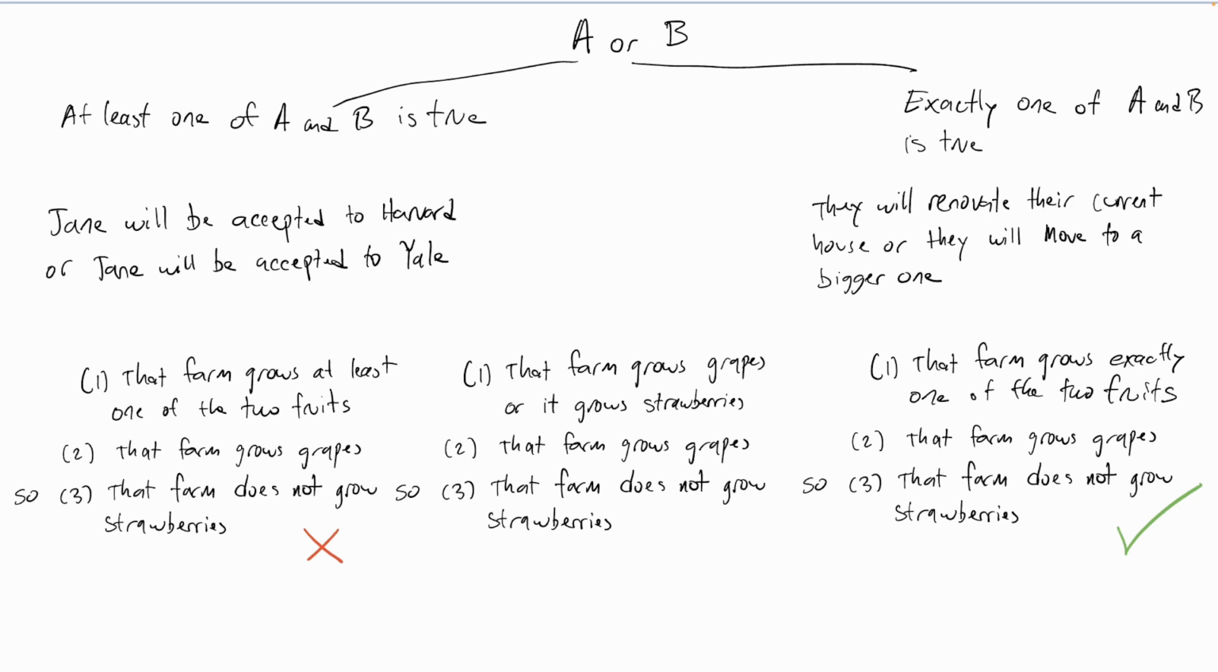That would make both of the premises true and the conclusion false. So if someone asks us to consider the reasoning, that farm grows grapes or it grows strawberries, that farm grows grapes, thus that farm does not grow strawberries, and asks us whether that inference is valid, we can't give a straightforward yes or no answer. We have to say, it depends. It depends on what inference you're actually asking me about.